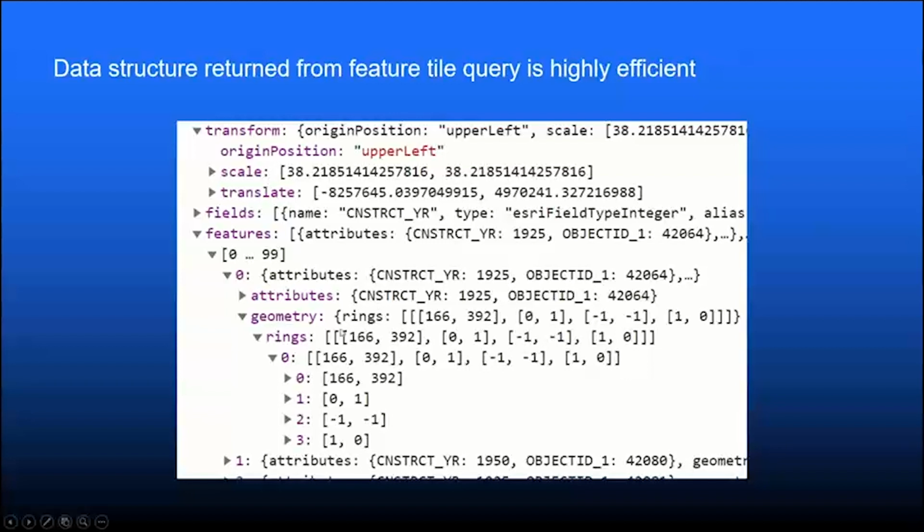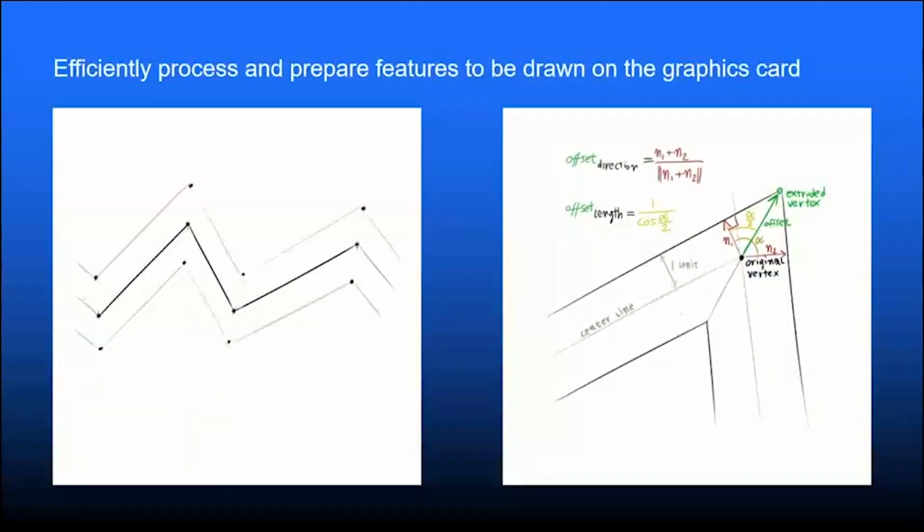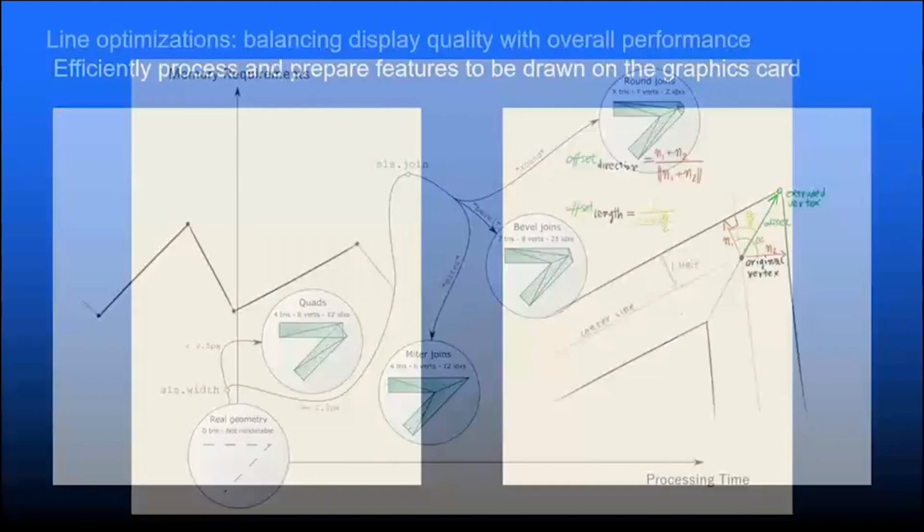So just to give you an idea, you don't need to remember this or anything, we are just returning for, let's say, a polygon, the first point in a ring, and then it's the offset from that point until the end of that ring, of that polygon. So it's really just minimizing the amount of data that we have to process. We, in the client side, efficiently process and prepare those features to be drawn on the graphics cards. That involves us triangulating in an efficient way.